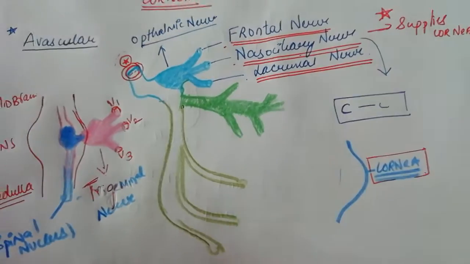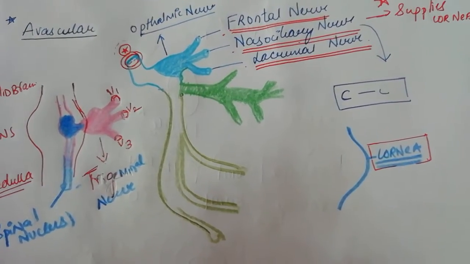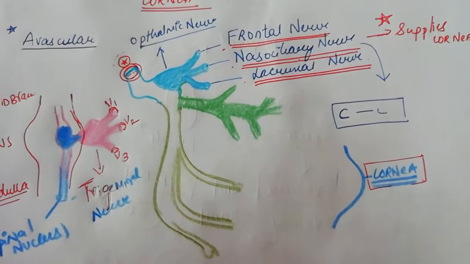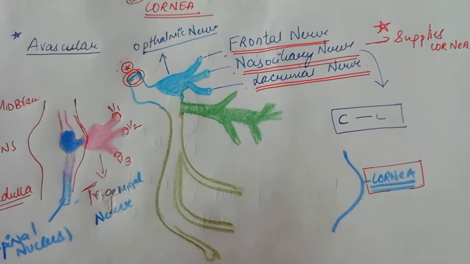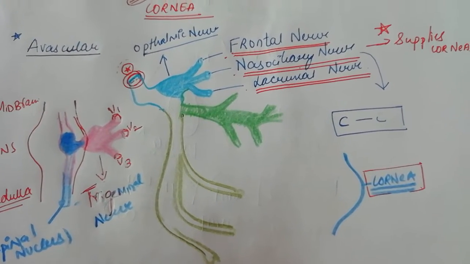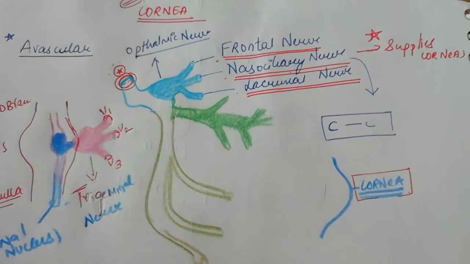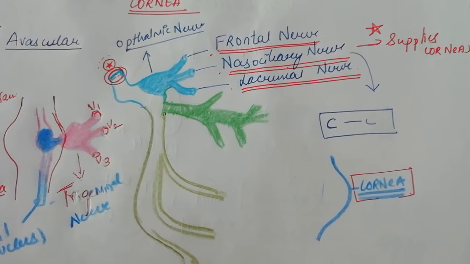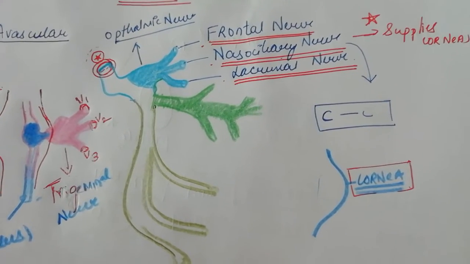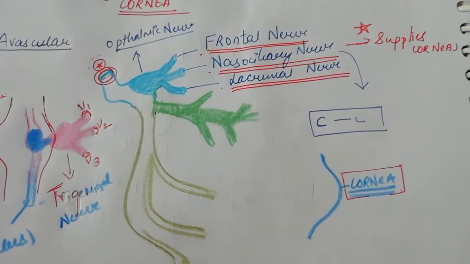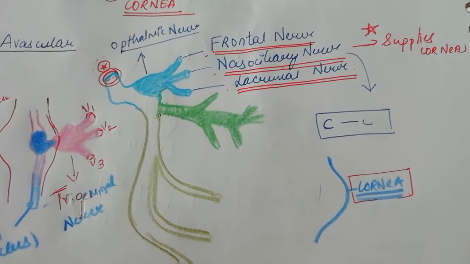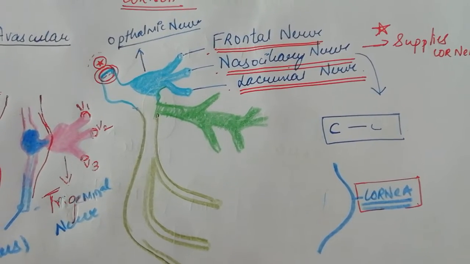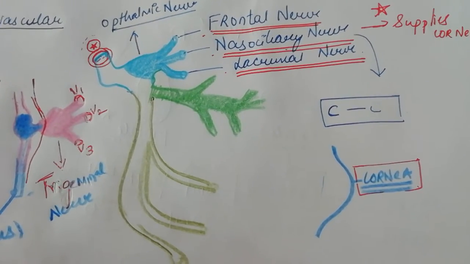If you look at the branches of the ophthalmic nerve, it has three branches. The one which goes to the frontal region is the frontal nerve. You can also remember the nasociliary nerve and the lacrimal nerve. We'll deal with all these nerves in detail, but for the time being we need to understand which nerve supplies the cornea. If you observe carefully, the one supplying the cornea is the nasociliary nerve.